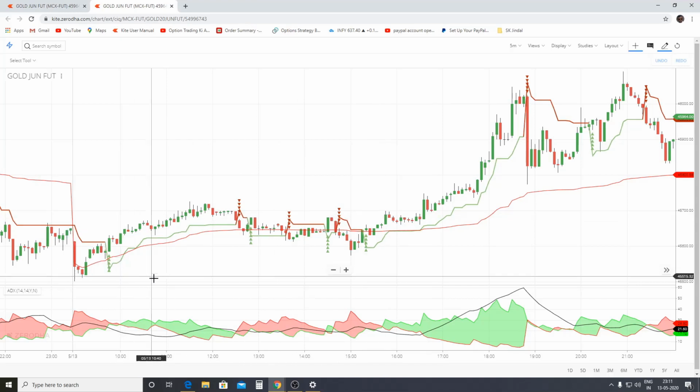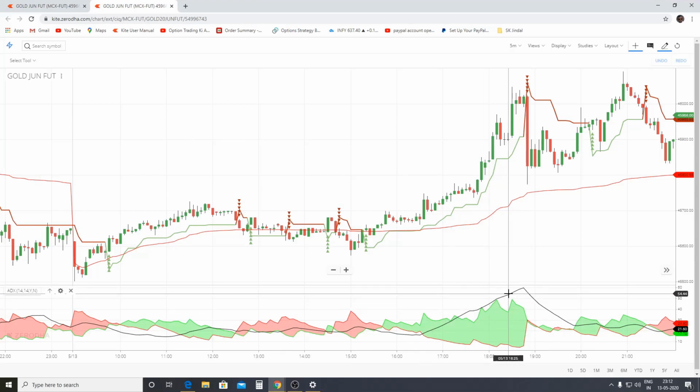I'll explain first the basics of what ADX and its ranges mean. So this is the line of ADX and this is DI plus and DI minus. These are directional indicators, and when the green line crosses over the red, it indicates a bullish market, and whenever the red crosses the green, it indicates a bearish market.